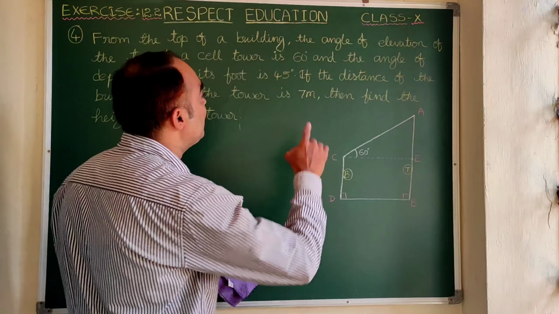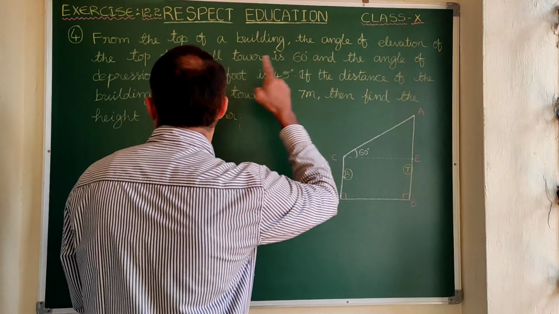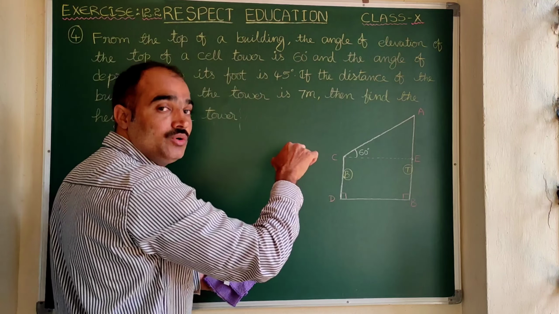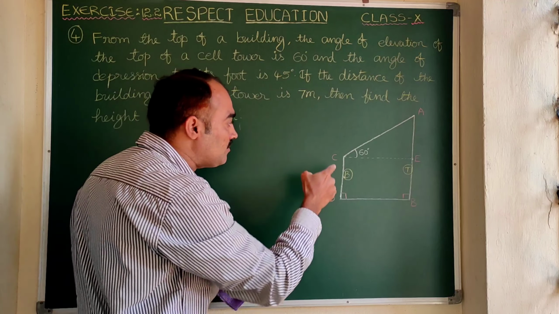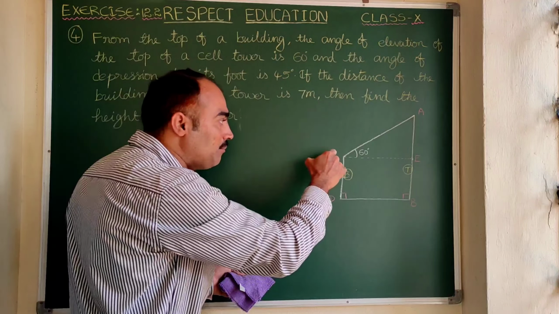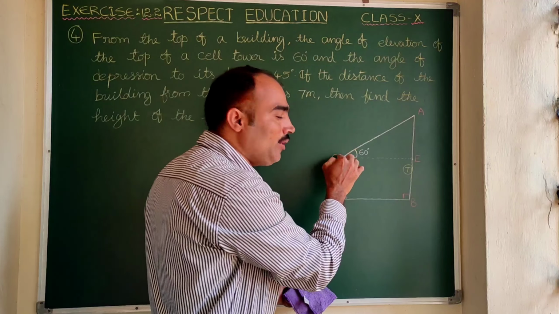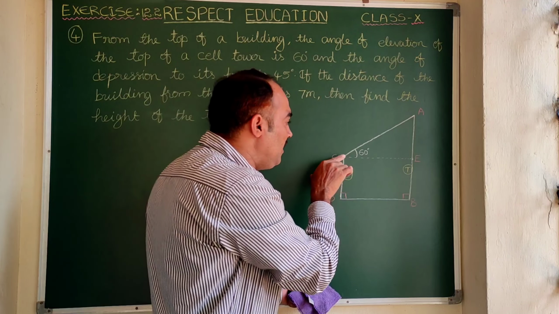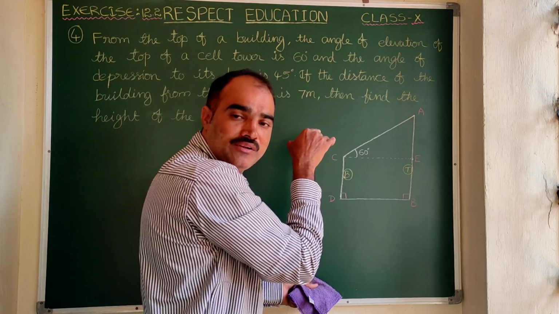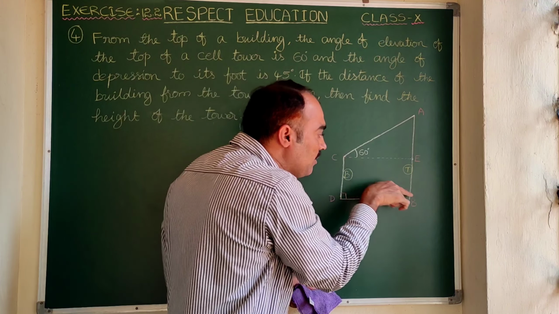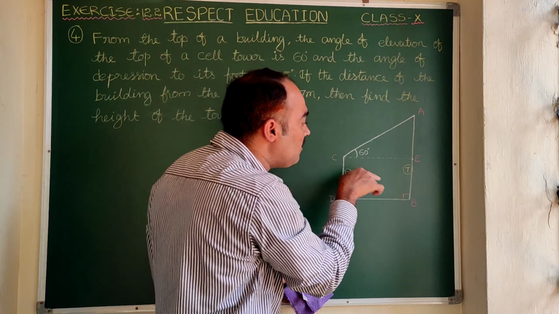And angle of depression to its foot. Whose foot? Cell tower's foot. From where we have observed? From the top of the building only, means from the same point, from C. We have seen up, that is the top of the cell tower, and at the same point from C we observe the bottom or the foot of the cell tower.